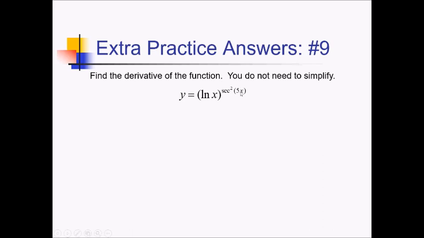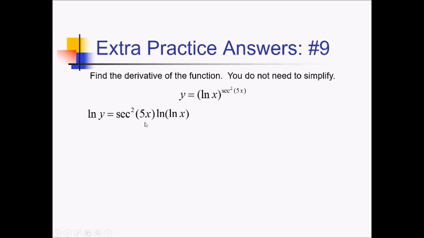To take the derivative of this expression, since we have a variable in both the base and the exponent, we're going to have to use logarithmic differentiation. So we'll start by taking the ln of both sides. So we've got ln of y on the left and ln of all this stuff on the right. Now that's going to pop out the exponent. So we're going to have secant squared of 5x down on the ground level here, and then we're going to have just ln of the base, which is ln of x, so ln of x, a lot of ln's there.